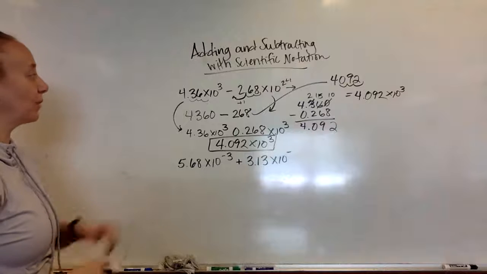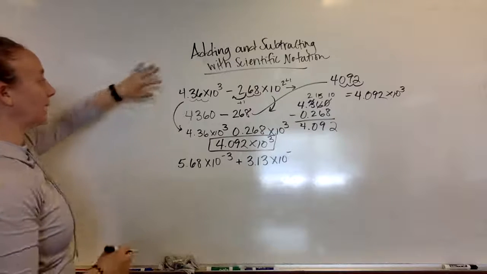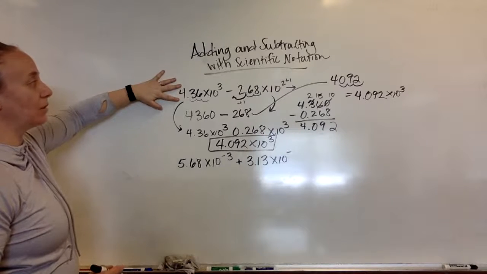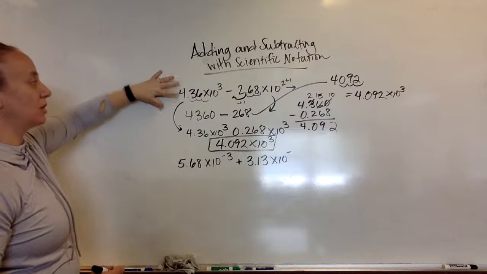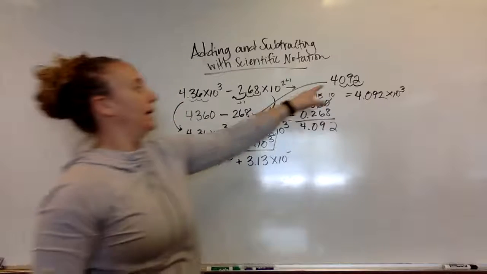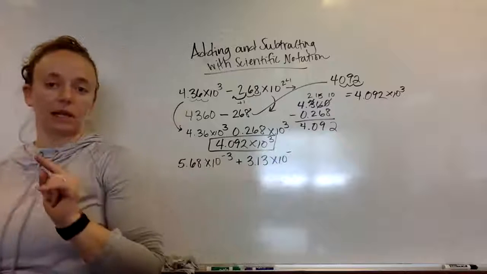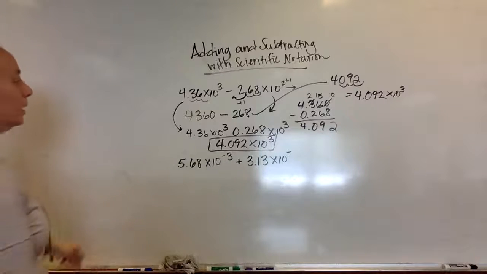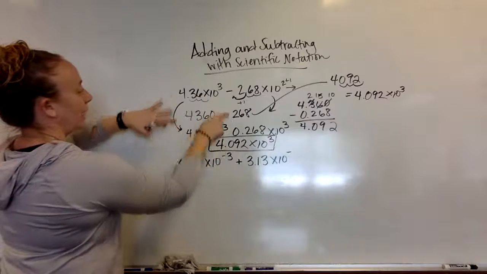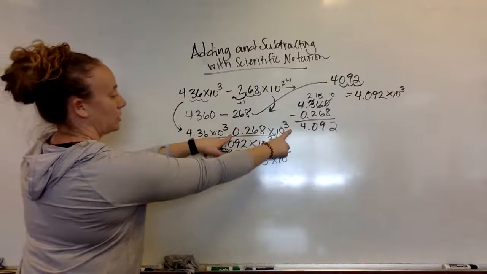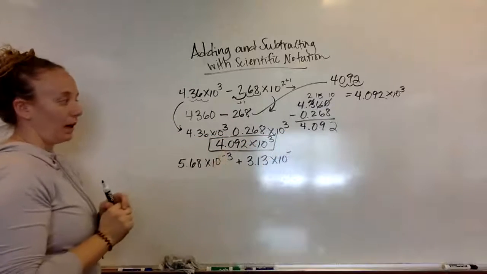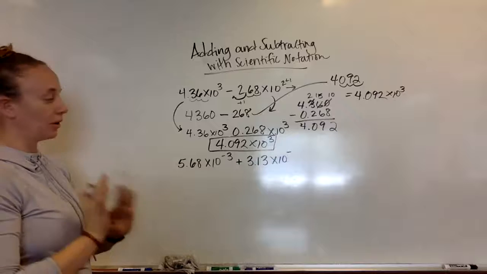So you can do this two different ways. One, you can take your values in scientific notation, turn them into standard form, do the math, and put them back into scientific notation. Or you can look at your two values, put them in the same order of magnitude, do the math that way, and keep it in scientific notation already.